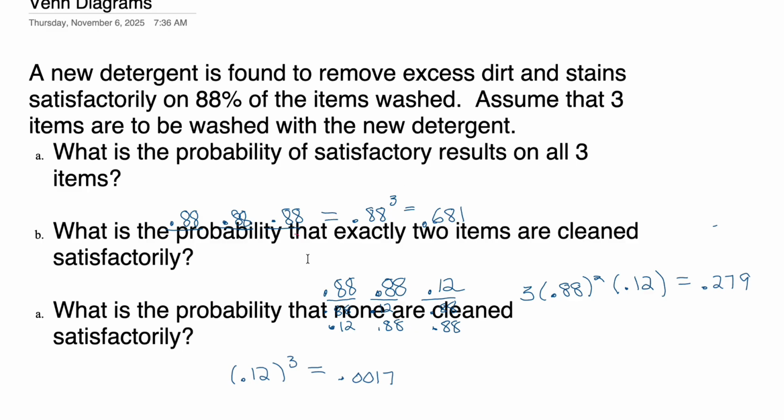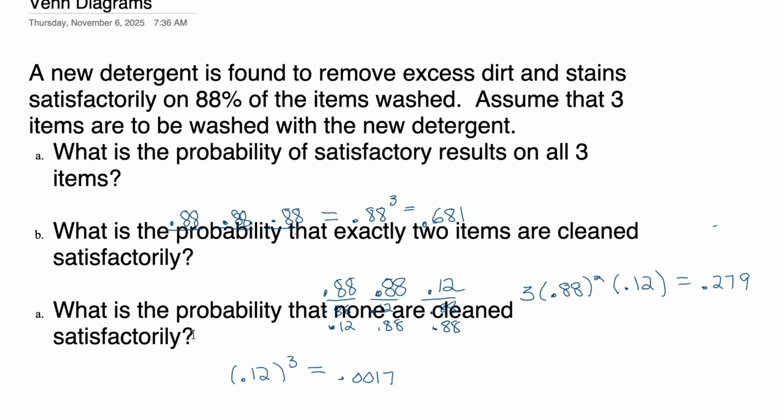The probability that exactly 2 items are cleaned satisfactorily. So we want exactly 2 items. Therefore, we use 0.88, the probability of being cleaned satisfactorily, times the last item that has not been cleaned satisfactorily, which is 1 minus 0.88. We get 0.12. We multiply these 3 values and get 0.279.